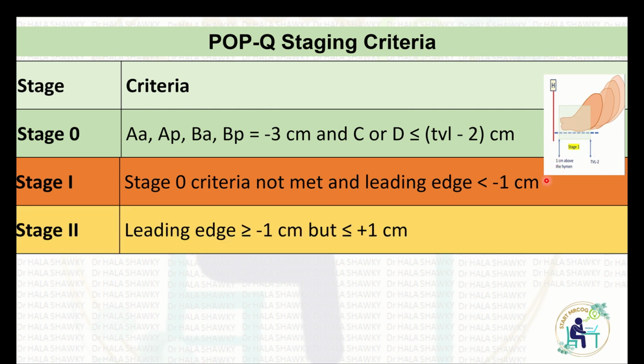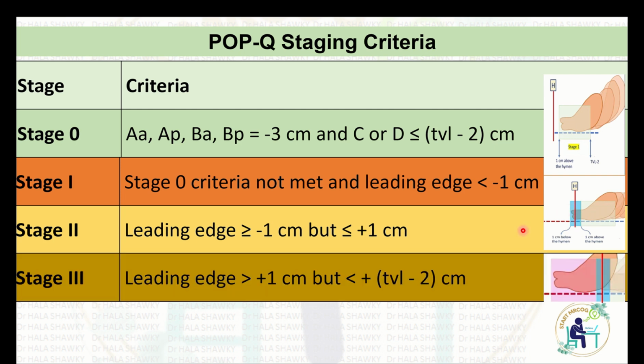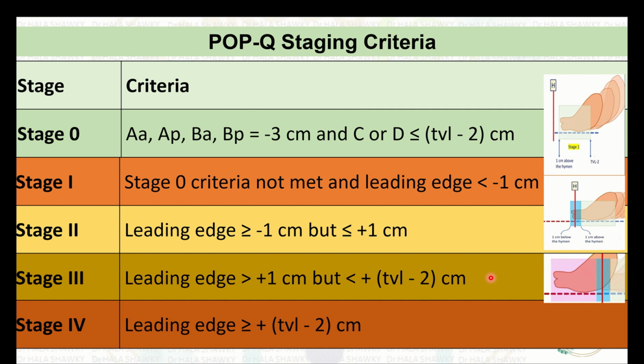When the leading point comes between -1 above the hymen and +1 below the hymen, including those points, this is called stage 2. When the leading point passes +1 below the hymen but does not exceed total vaginal length -2, we call it stage 3. And stage 4, when the leading point goes beyond the total vaginal length -2.